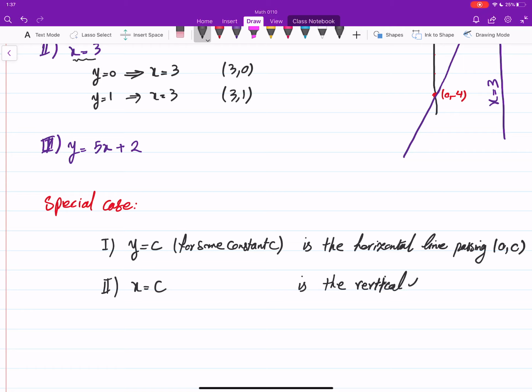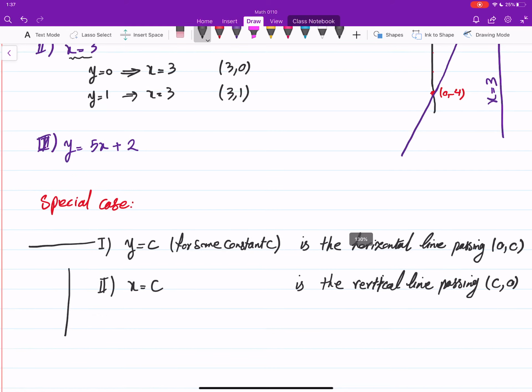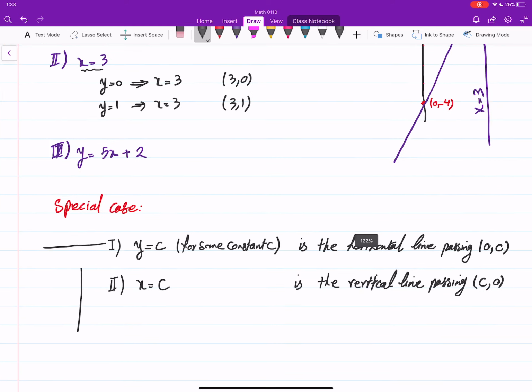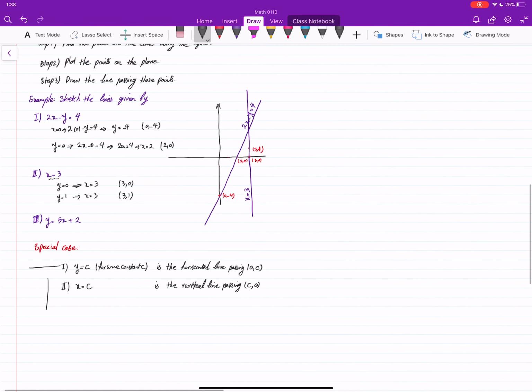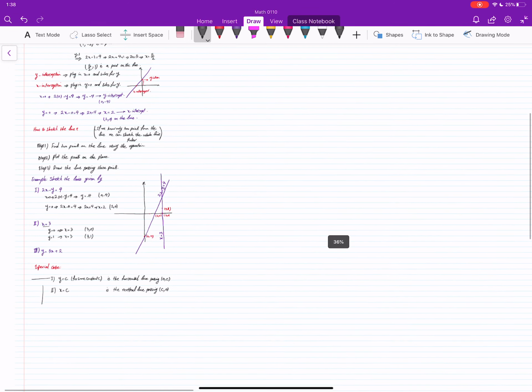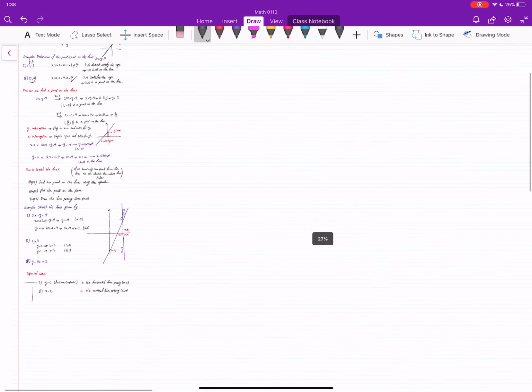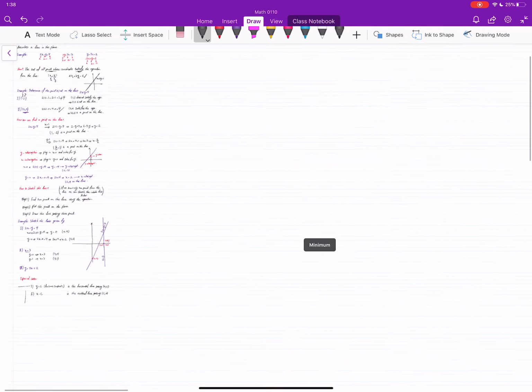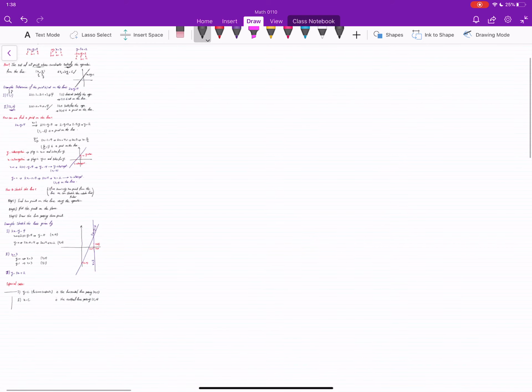A vertical line passing through what point? x is c, y is 0. So these are vertical lines like this, and these are horizontal lines. And you have to know them, and you have to treat them in a different way somehow. Okay, so this was an introduction to lines and how equations describe a line, and we did some examples here.